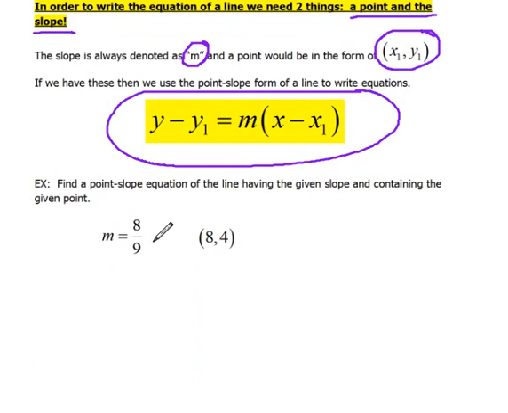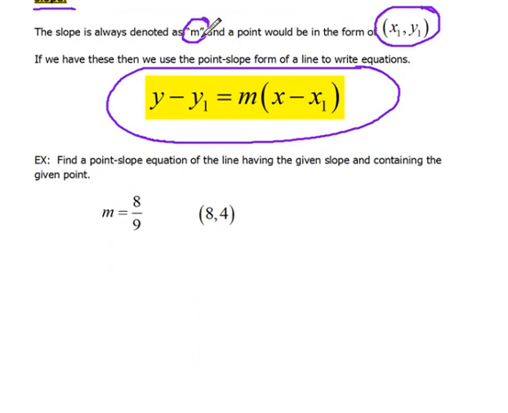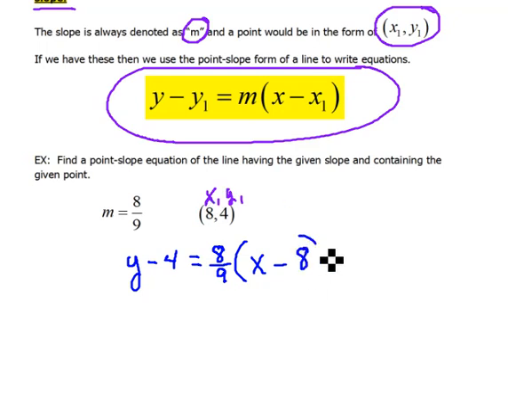Here we have a slope that they've given us and a point. Now that's exactly what we said we needed. We needed a point and the slope, and I'm going to label this as x1, y1 so that we can plug it into our formula. Our formula says y minus y1, so it would be y minus 4, our y1 here, equals, now we're supposed to put in the slope, the m, which they gave us to be 8/9, times x minus the x1 value. I'm just following the formula. The x1 value is 8.